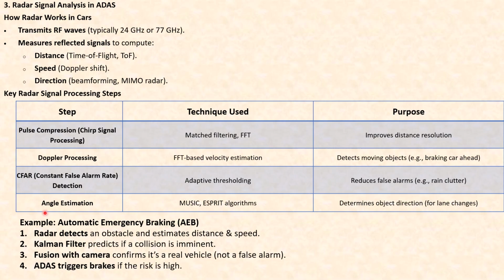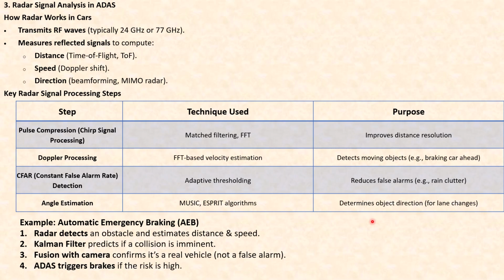Now, next comes the angle estimation. As I already said, when it comes to angle estimation, radar is slightly poor, but still there are some techniques like MUSIC and ESPRIT algorithms which determine the object direction for lane changes. Let me reiterate, when it comes to angle estimation, radar is not exactly very accurate. It can only estimate to a decent extent.